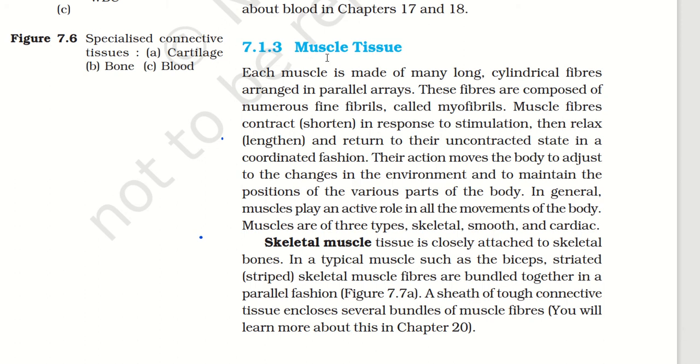Let us now see about muscle tissues. Muscle tissues consist of fibers, and these fibers are made up of fine fibrils which are called myofibrils. Muscle fibers are able to contract and relax. Because of this property, they help in the movement of the body.